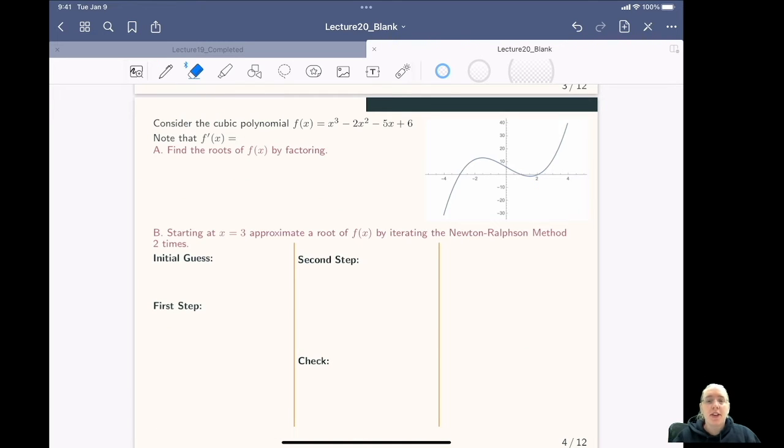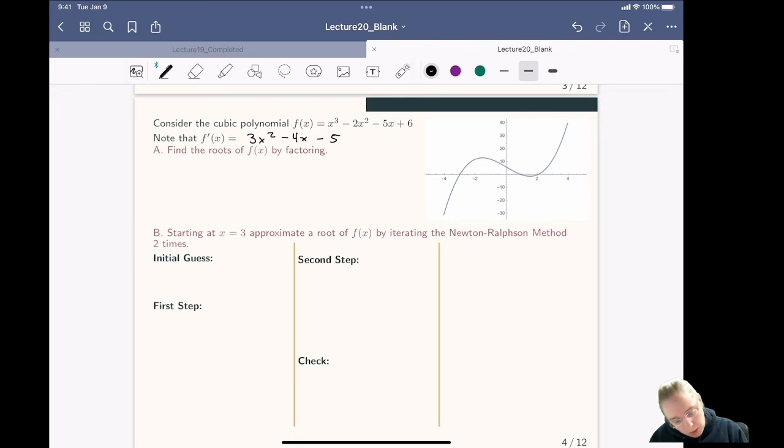All right, let's see how this plays out with an actual polynomial. For example, the cubic polynomial x cubed minus 2x squared minus 5x plus 6. So I've drawn this cubic polynomial over here. What is the derivative of this cubic polynomial? We're going to need that to use the Newton-Raphson method. That is equal to 3x squared minus 4x minus 5.